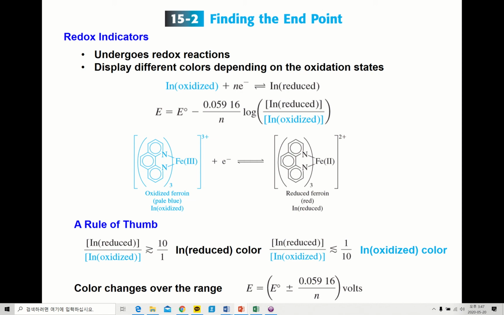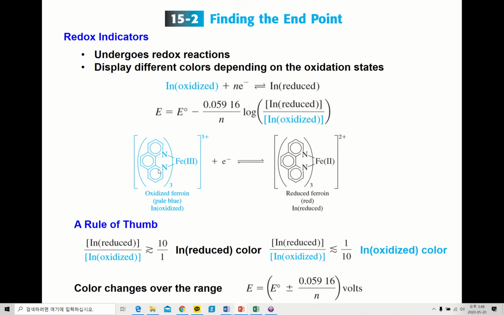Okay? Since this is an electrochemical reaction, we can write the next equation for this one. E equals E0 minus this part. And here is an example. This is ferroin. Ferroin is an organometallic compound with this part. This molecule.